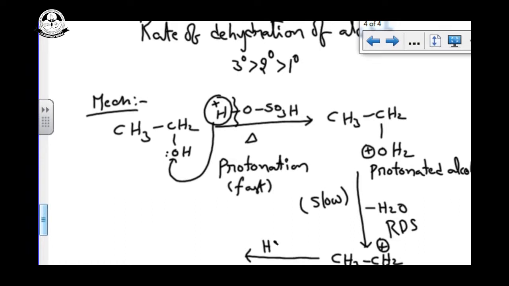The remaining HSO4 minus, I remove one hydrogen from this CH3 and give it to the HSO4 minus, so it becomes H2SO4. The remaining part is CH2 double bond CH2. In the first step, I am adding the proton, that is called protonation. In the last step, I remove the proton, this is called deprotonation.